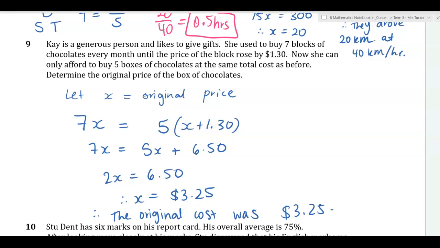Because it's 7 blocks, and then it just changes it to 5 boxes. Would that be blocks of 5? Yeah, I think it's supposed to say blocks. Yeah. So that should be blocks. Yeah, good pickup.